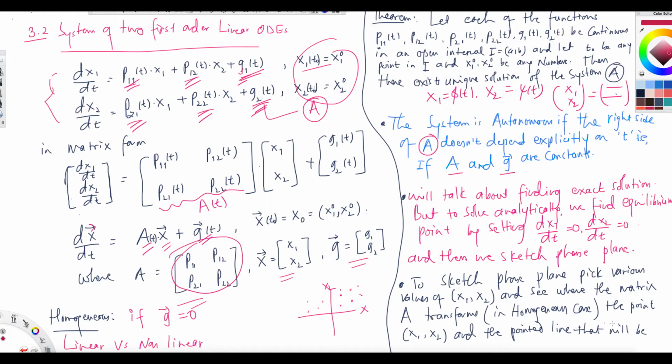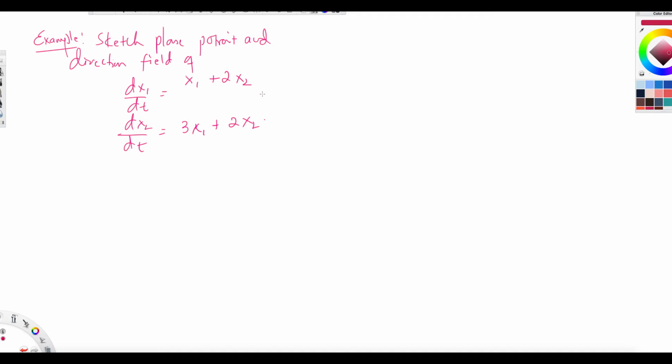Okay, so homogeneous case, the point x1, x2, and after we find out wherever matrix A takes x1, x2, from that point we draw a pointed line. So as I mentioned, it may be harder sometimes to find the exact solution of the pair of differential equations. We will learn some techniques, okay? So usually what we do is we draw the direction field or the phase portrait.